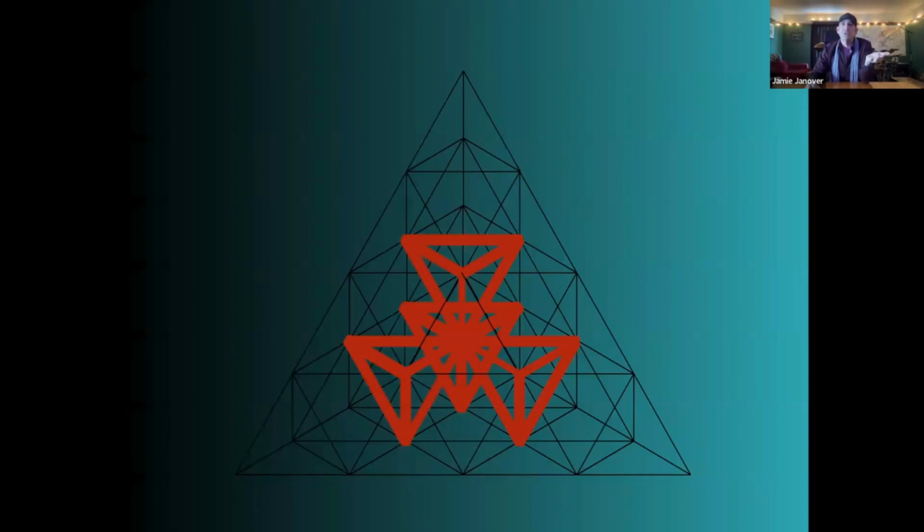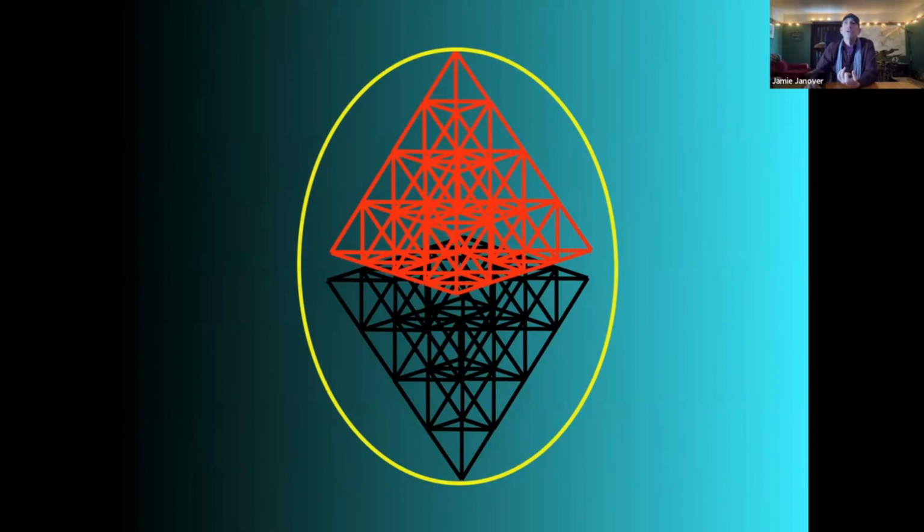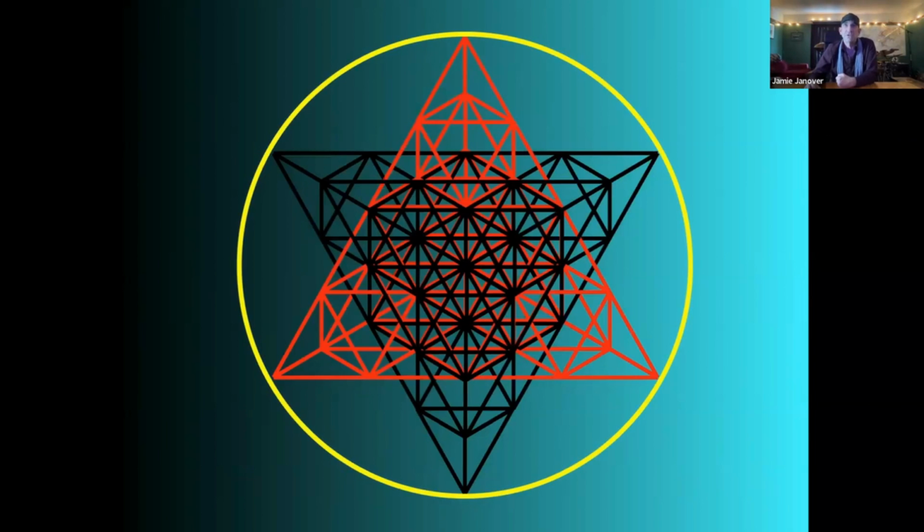So then if you take two of these structures and you push them together like this, then you have a star tetrahedron with a total of 40 tetrahedrons. And now you have a perfectly balanced geometry that's been formed on the inside of these two tetrahedrons, together called a star tetrahedron or a Merkaba.